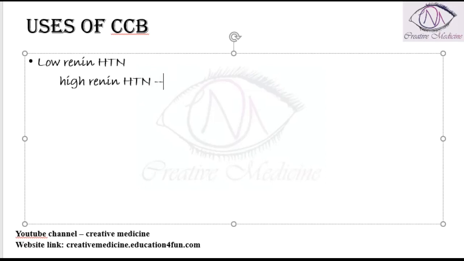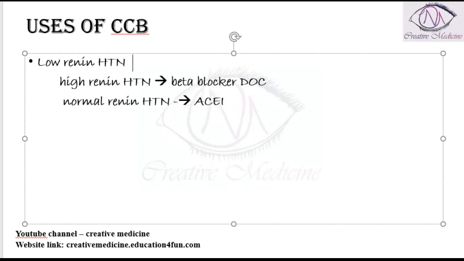In high renin hypertension, beta blockers are the drug of choice, whereas if the renin is normal, then in normal renin hypertension we can use ACE inhibitors. In low renin hypertension, the drug of choice is calcium channel blockers.